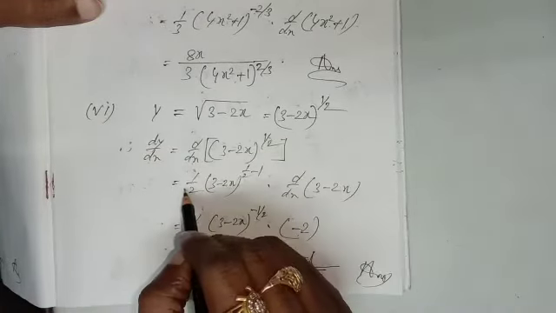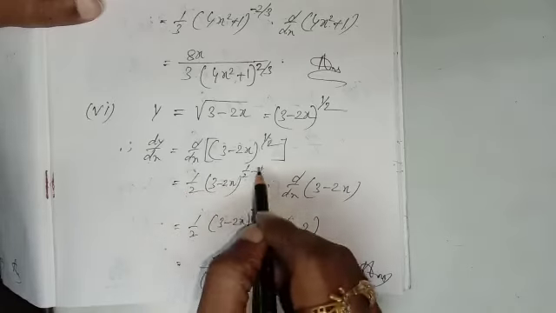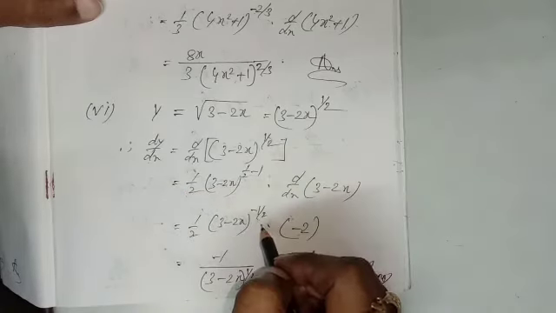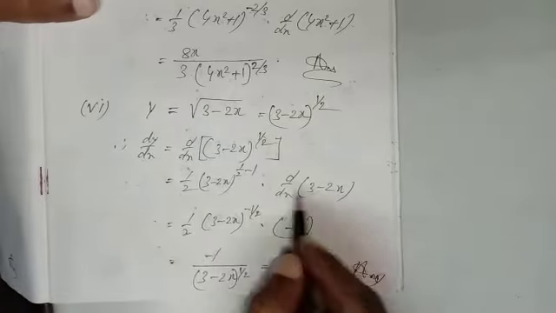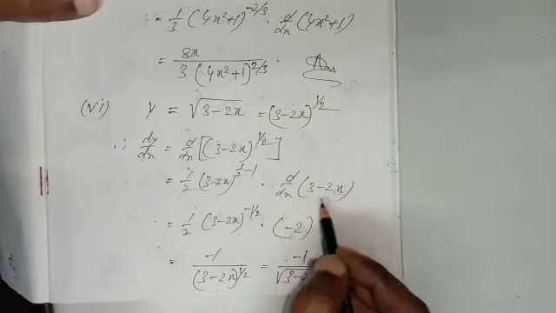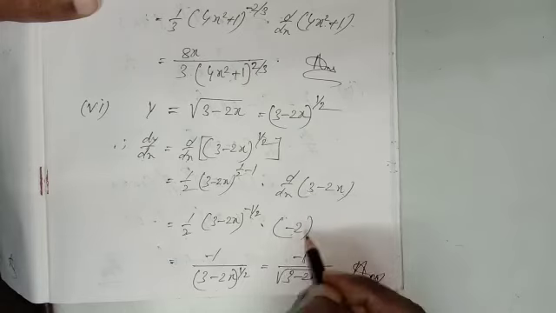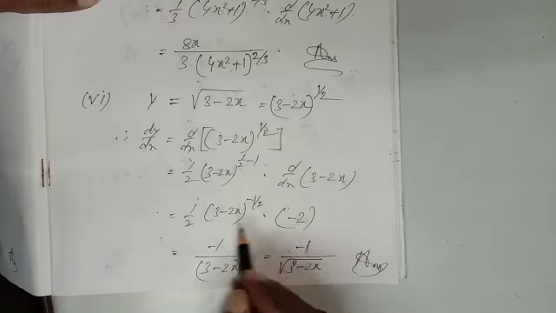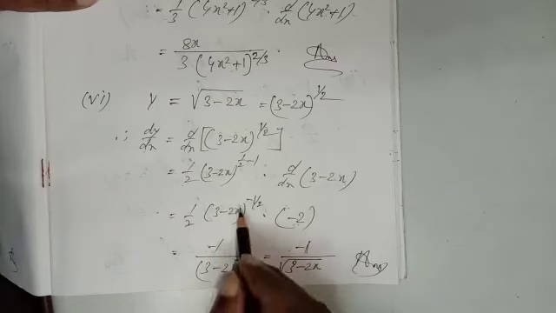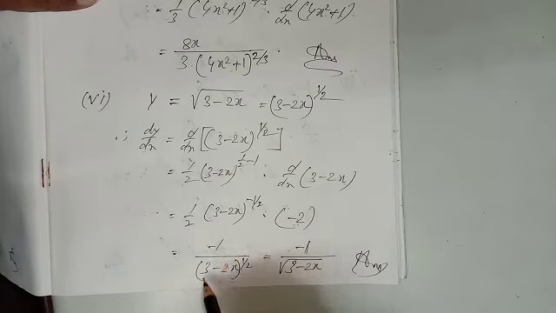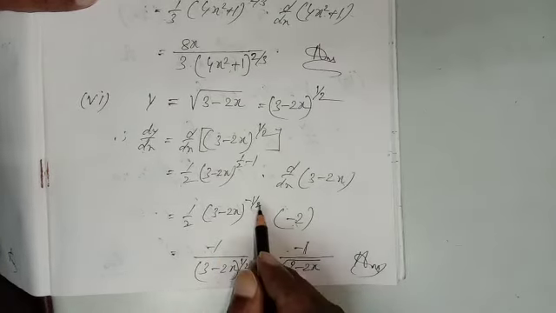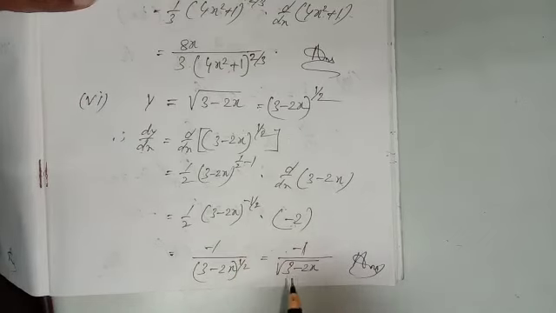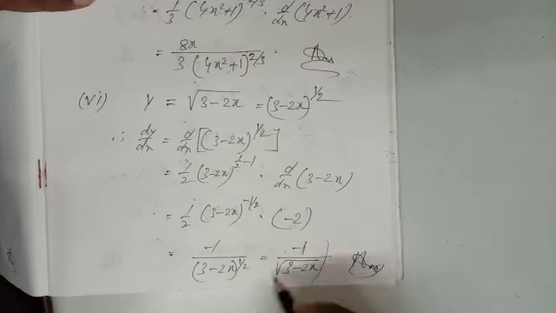Power will come first, 1 by 2 whole into 3 minus 2x whole to the power half minus 1, that will be minus half into derivative of the bracket part, that is 3 minus 2x. So 3 minus 2x: the derivative of 3 is 0, minus 2x means minus 2, x derivative is 1. Finally you are getting what? Minus, this 2 to cancel, minus 1 by, this negative power will write it down, minus 1 by 3 minus 2x whole to the power 1 by 2. If it comes down it will be plus 1 by 2. So minus 1 by 3 minus 2x root over, and this is the answer.